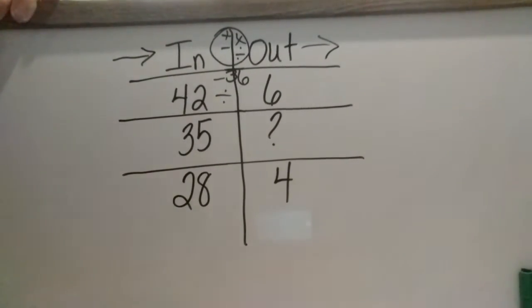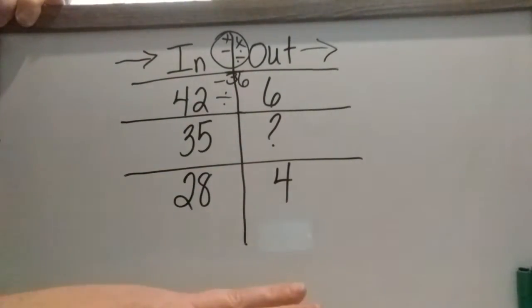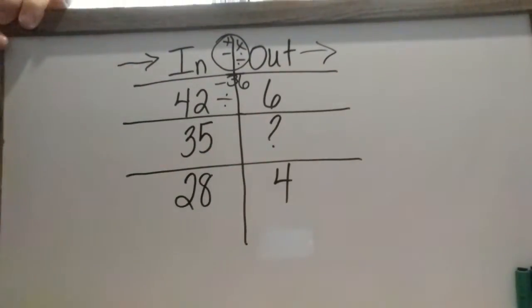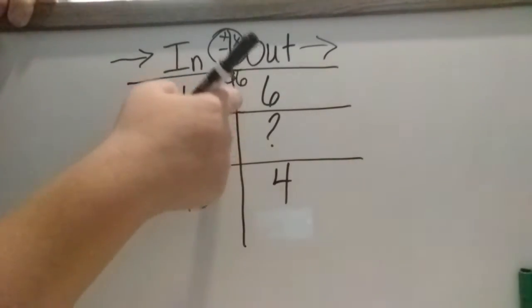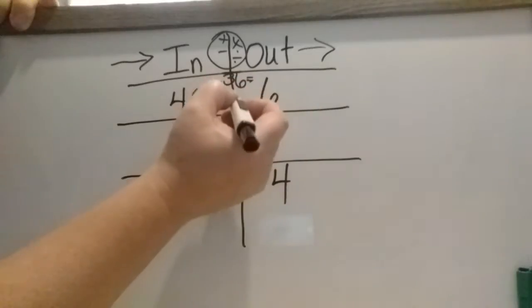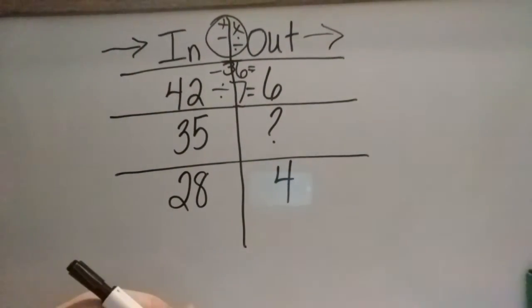Let me check it and make sure I'm telling you right. 36, 37, 38, 39, 40, 41, 42. So we'd have to subtract 36 from each. If I'm dividing, 42 divided by what number equals 6? Well, 6 times 7 is 42. So 42 divided by 7 is 6.